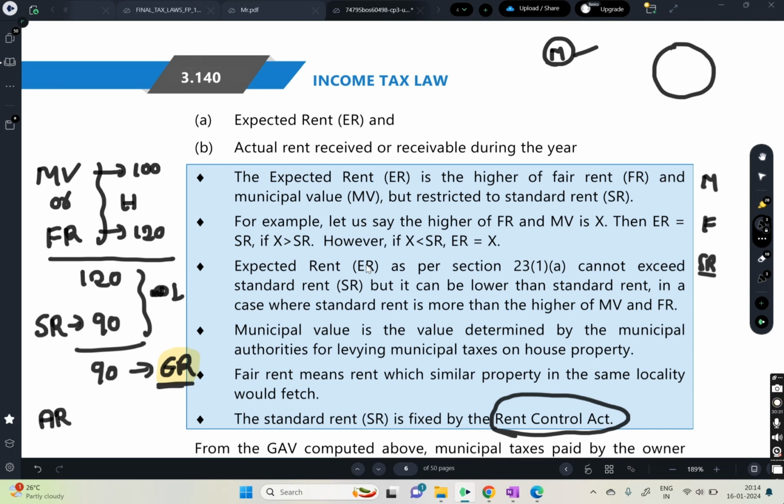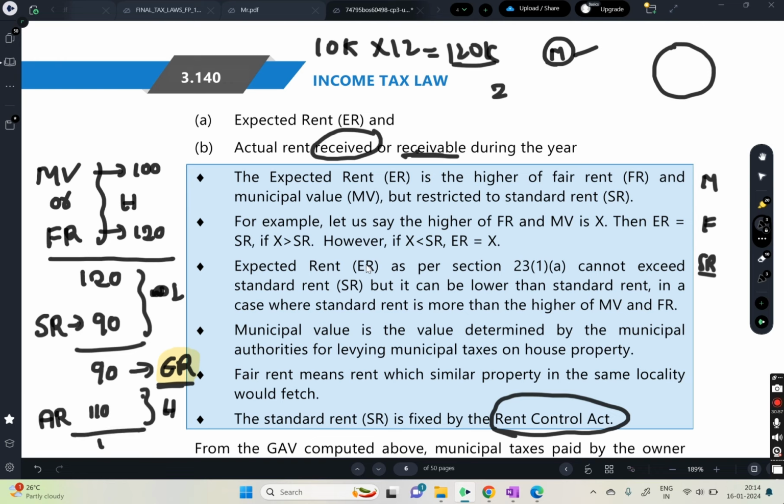Then finally, actual rent, received or receivable. Let's just say I am giving my building on rent for 10,000 for 12 months, so 1,20,000 is received. Or let's say you did not pay 2 months' rent, so that would be receivable, as we are going to receive it in future. So actual rent received or receivable is 110. Then we take whichever is higher. So finally this 110 is nothing but GAV.